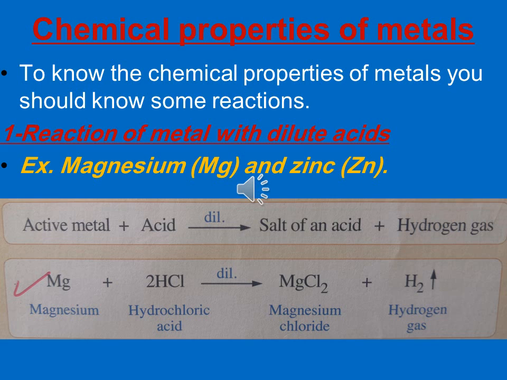If we add an active metal like magnesium or zinc to an acid, and this acid must be diluted, diluted means we are adding water to it, it gives us something called the salt of an acid, and hydrogen gas is evolving. For example, if we put magnesium with hydrochloric acid, HCl, and it's diluted, that's why we wrote the word dil here, magnesium will take the place of hydrogen and it will be magnesium chloride and the hydrogen gas will be evolving.